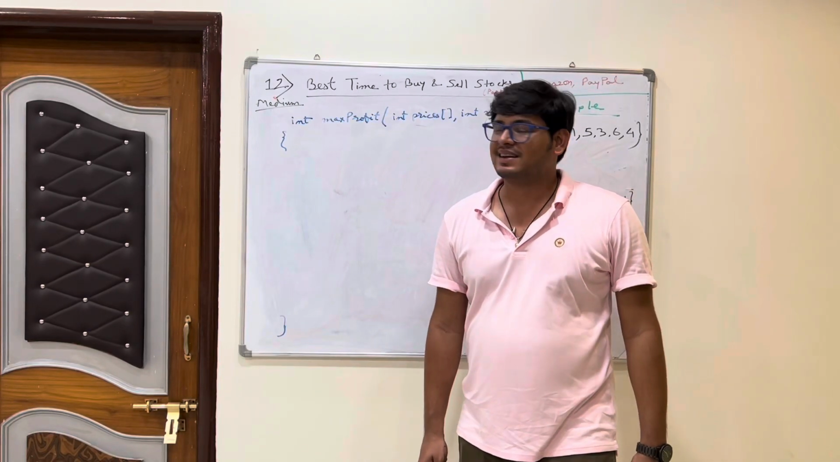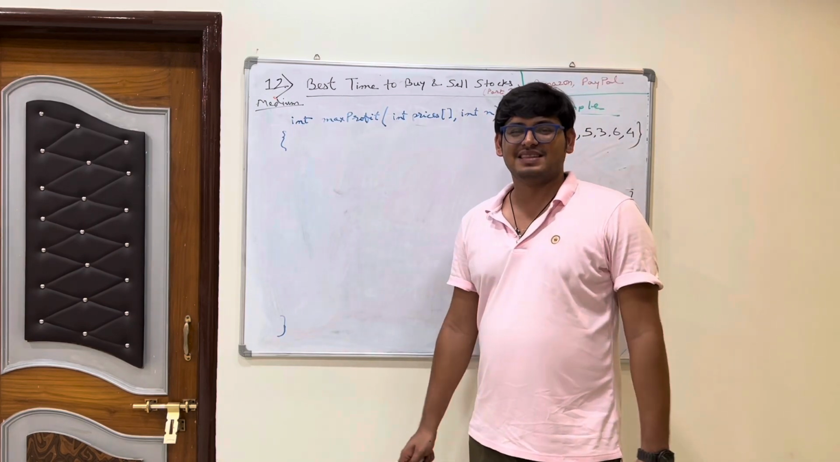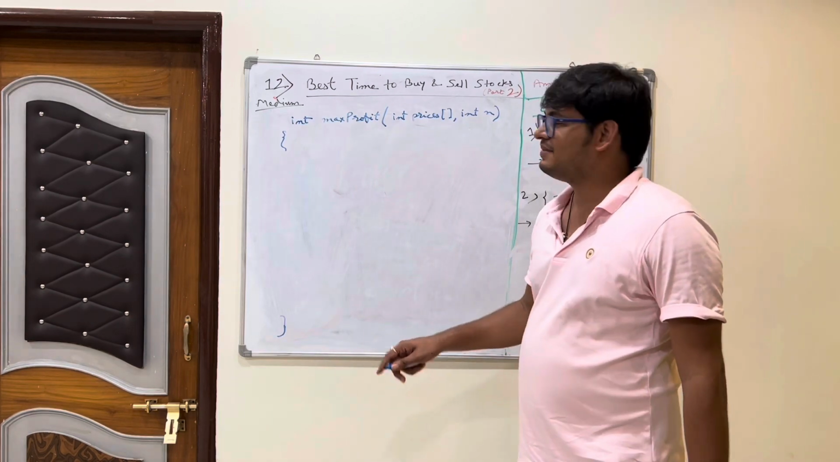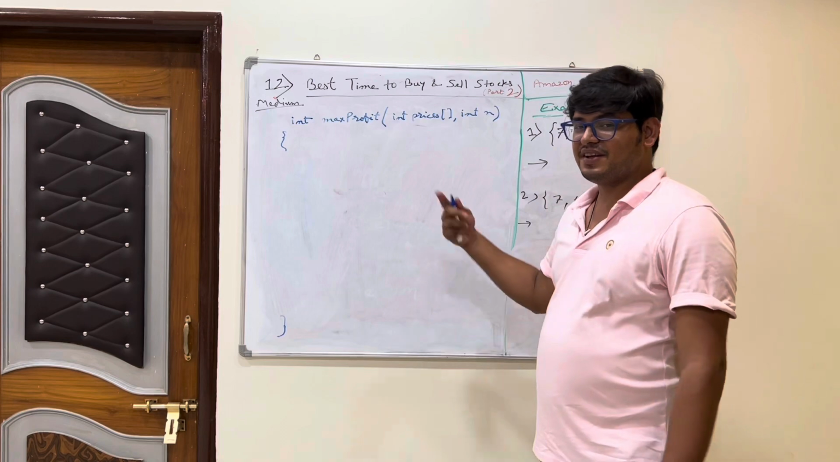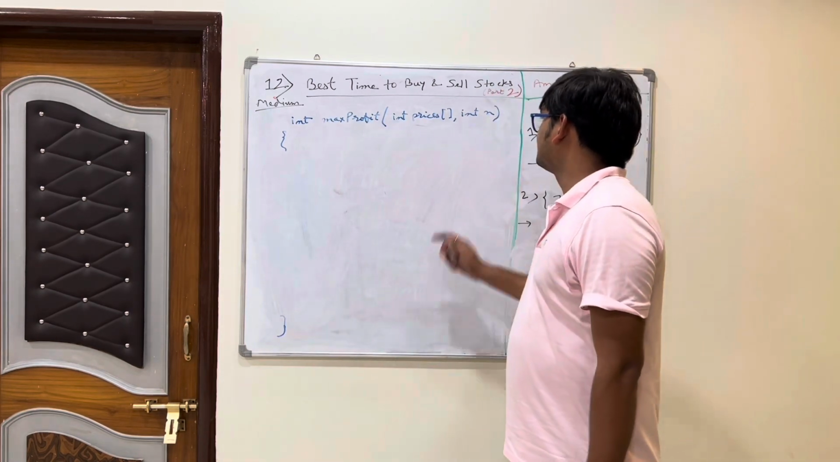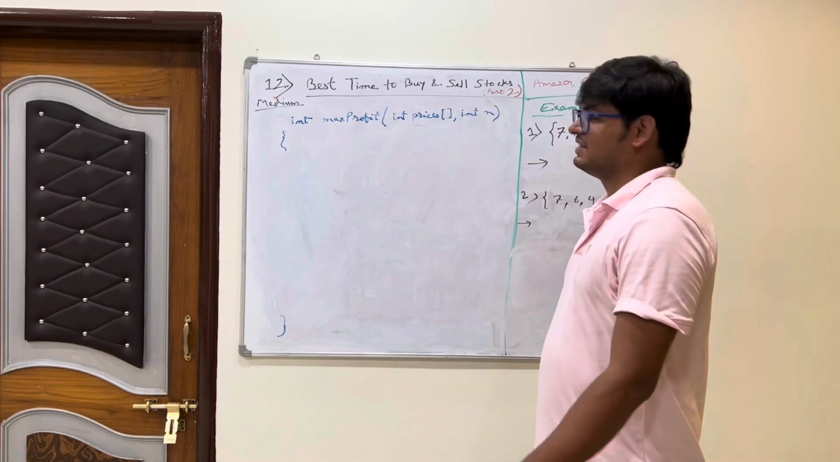Welcome to my channel. Today we are going to solve the 12th problem of the problem solving series that is based on array. The difficulty level for this question is medium, and this question has been asked in Amazon and PayPal. In the previous video we solved the part 1 version of this. In this video we will be solving the part 2 version of best time to buy and sell stocks.